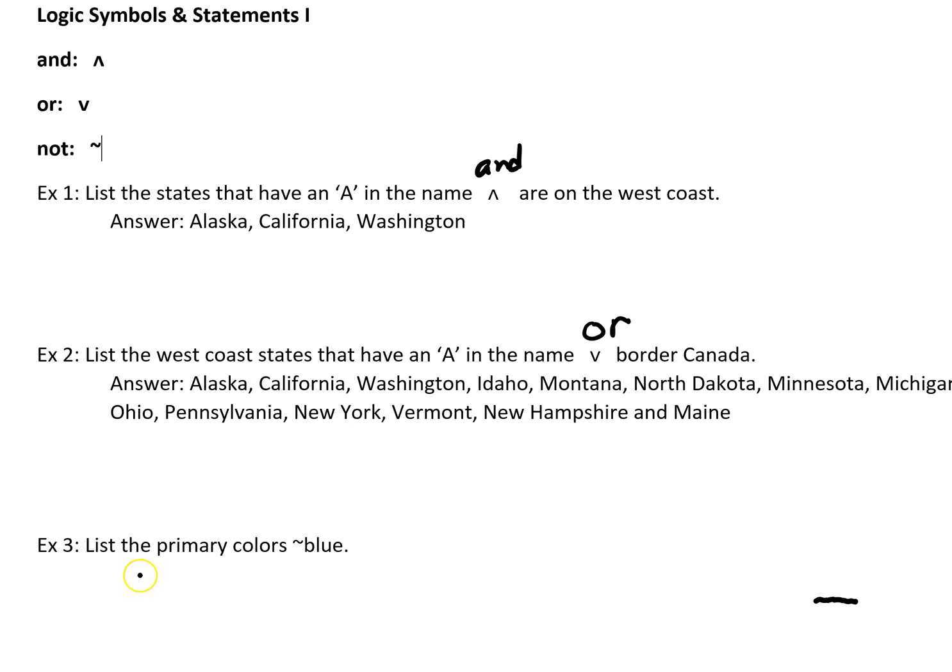Example 3, list the primary colors not blue. Primary colors are red, yellow, and blue. But it says list the primary colors not blue. I would only list red and yellow as my answer.